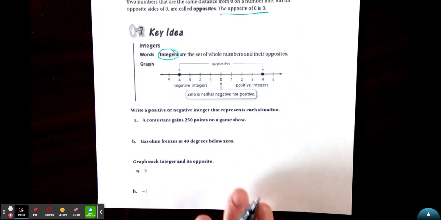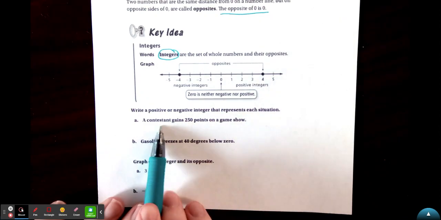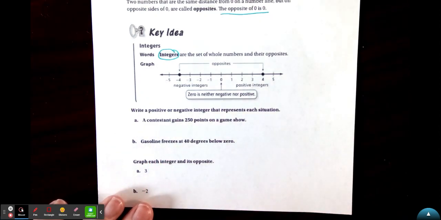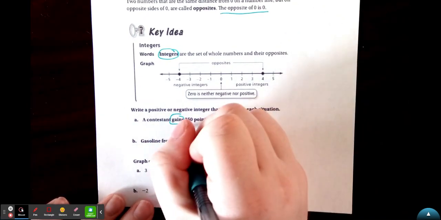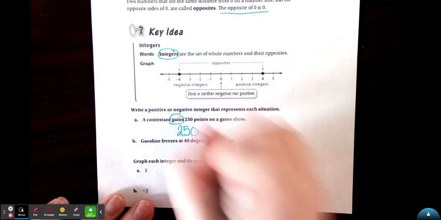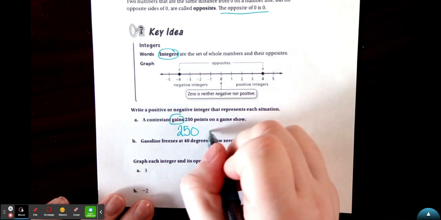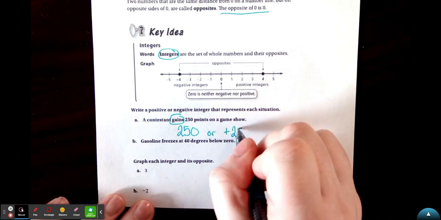All right, so we are going to write positive or negative integers that represent each situation. A contestant gains 250 points on a game show. There's a key word here that tells us if it's positive or negative. What's that key word, Rosie? Gains. So is that a positive or a negative situation? Positive. So it'll be positive 250, which we can either write as 250 or positive 250.